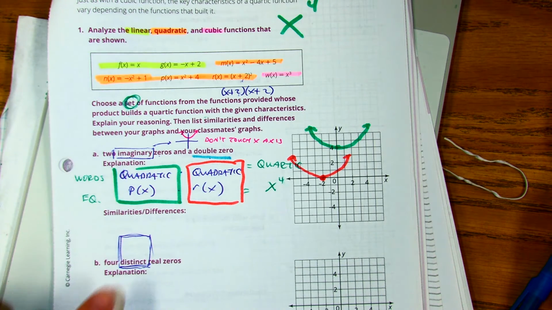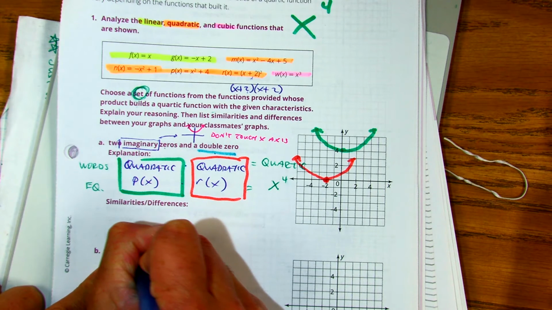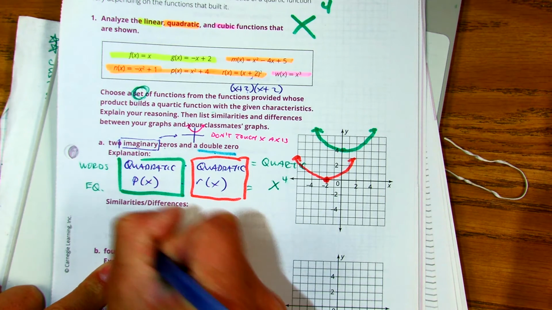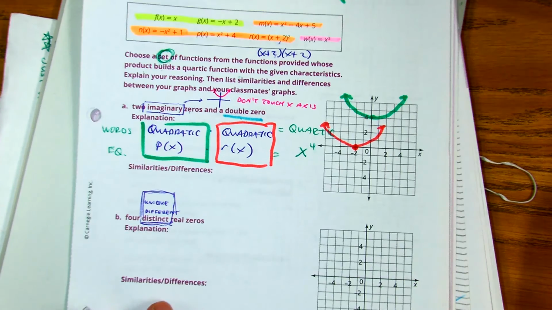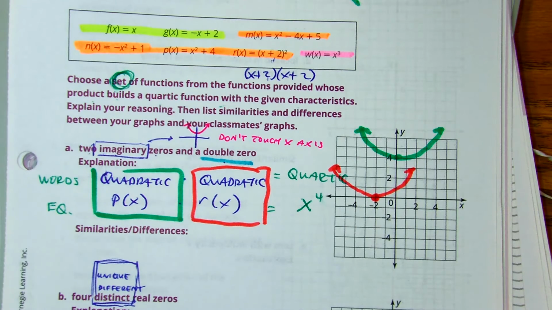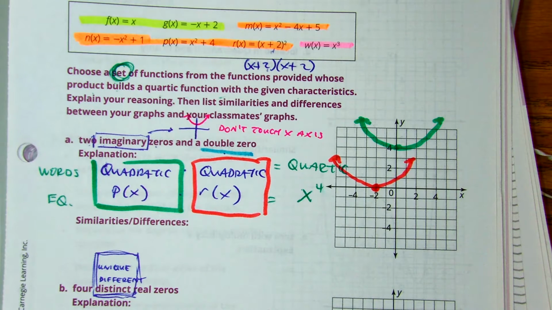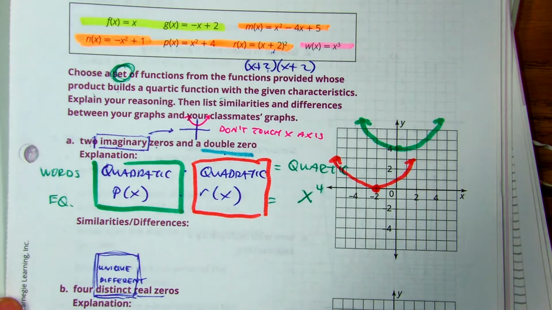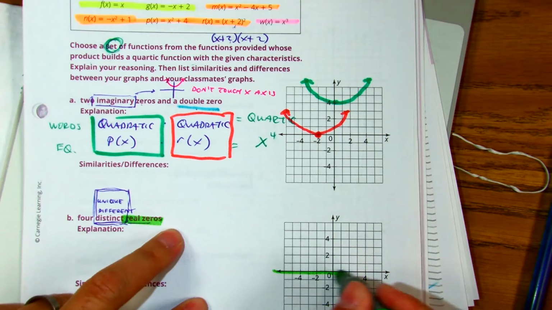Class, what does distinct mean? Different. What's another word? Unique, right? You want to be distinct from your other classmates or your own siblings. So show me with your fingers, how many times is this going to touch the x-axis? Thank you for showing me your fingers. 4. Real zeros, let's just color code that. Real zeros basically means it's going to touch the x-axis.